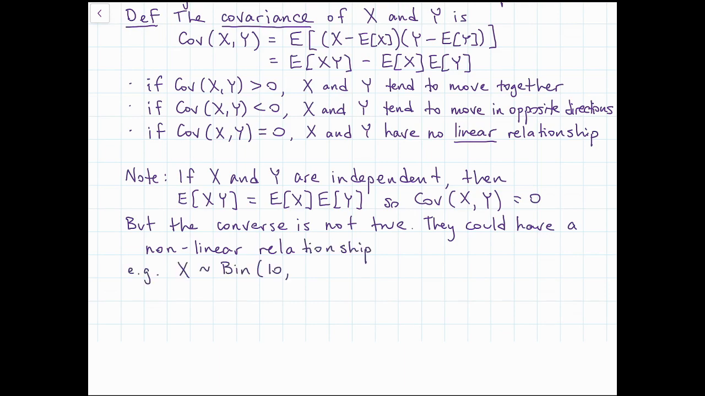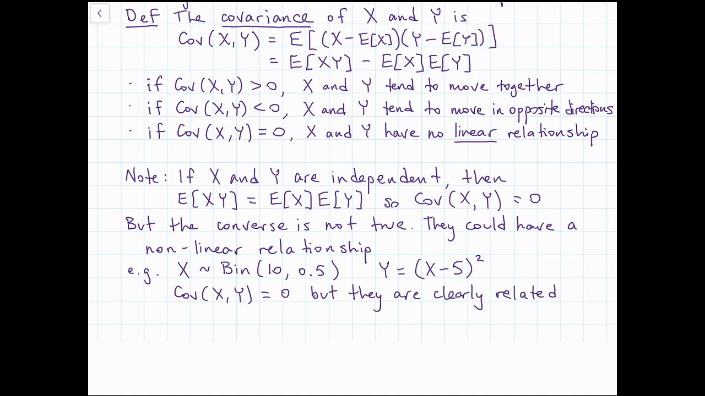Here's an example. If X is binomial with parameters 10 and 0.5, and Y is (X minus 5) squared, you can show that the covariance is 0, but clearly they're not independent. They're definitely very closely related to each other. One is literally a function of the other one, but their covariance will be 0. Here's a thought question. If the covariance is non-zero, what can you say about the relationship between the variables? Give that some thought.